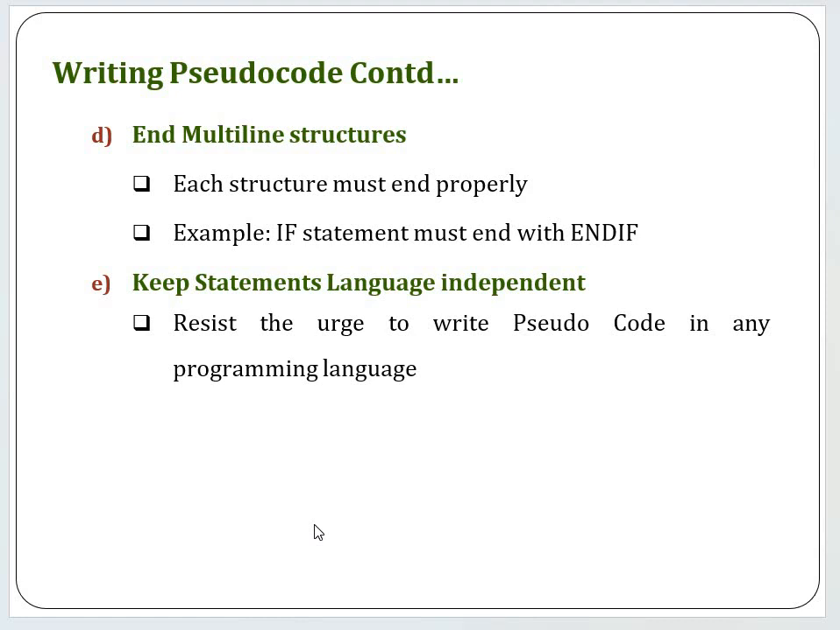For example, instead of writing array of I, which might imply an array in certain languages, use the ith element of array. Array of I is only used in certain languages.